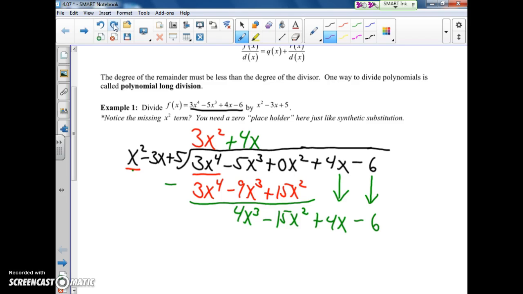Okay, what do you do now? Now you multiply. So 4x times x squared is how much? 4x cubed. That's what you're going to see.